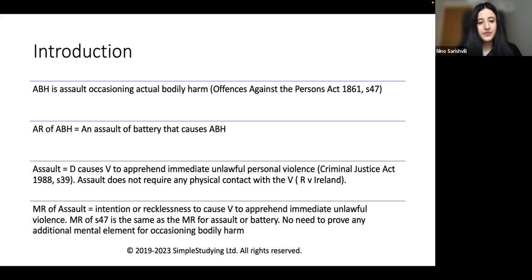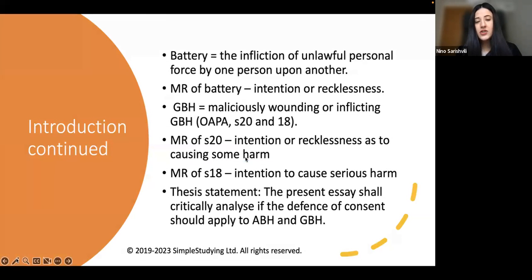Mens rea of assault is intention or recklessness to cause victim to apprehend immediate unlawful violence. Mens rea of Section 47 is the same as mens rea of assault or battery. There is no need to prove an additional mental element for Section 47. Introduction continued. Battery is the infliction of unlawful force by one person upon another.